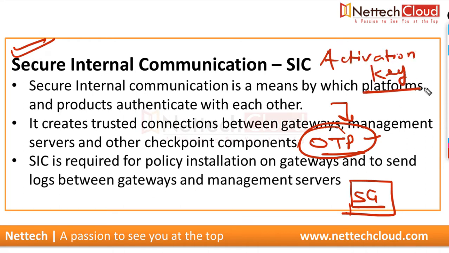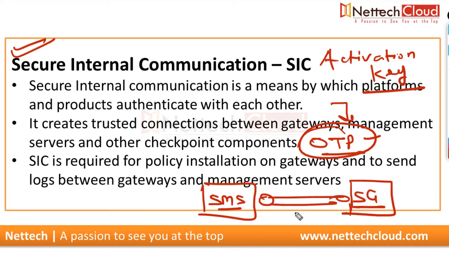Activation key is required, right? When? At the time of doing initial configuration from the web UI, which I will show you in the lab. So whenever we initiate SIC with the gateway, of course the SMS server should know the IP address of the gateway, and of course there should be proper IP reachability.